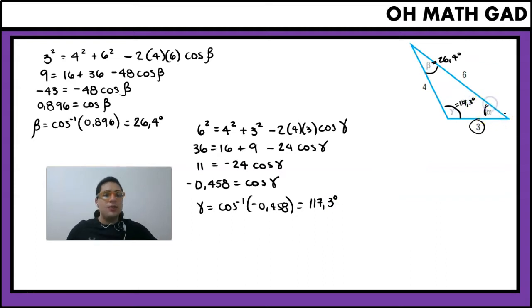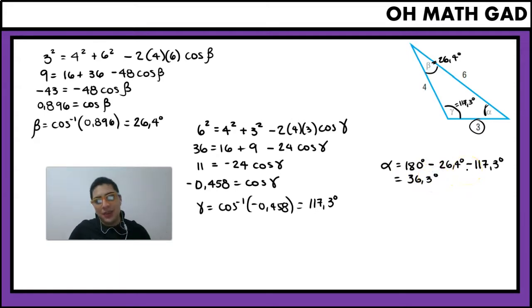Okay, so now we know that the value of gamma is 117.3 degrees. And we're just left with one value alone, which is alpha. Now, we can do the same procedure for alpha, but since we already have two of the values, we can just subtract from 180. So we know that alpha is going to be equal to 180 degrees minus the sum of the other two. So it's going to be minus 26.4 degrees minus 117.3, leaving a value of 36.3 degrees. And that is going to be the value for alpha.